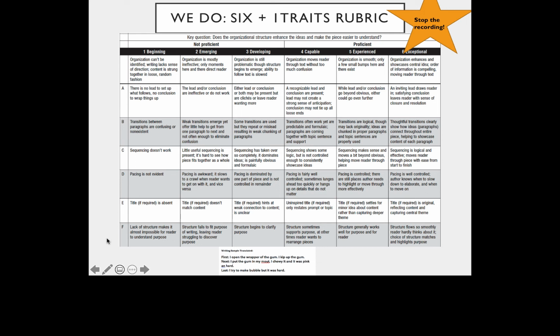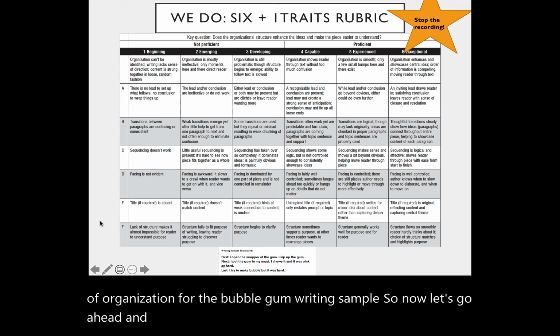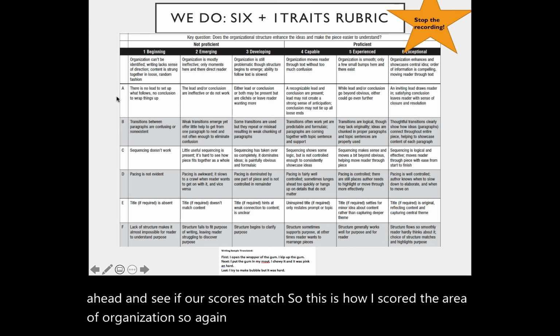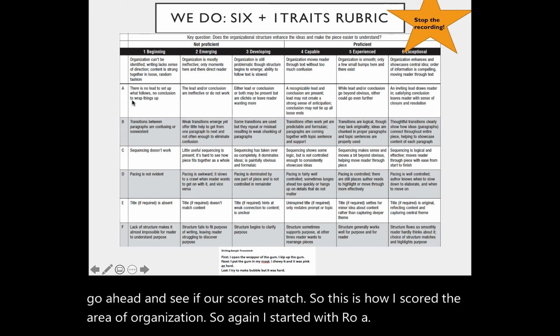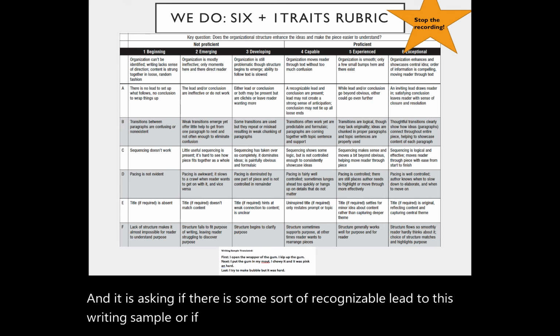Okay, so hopefully you paused the recording and analyzed the area of organization for the bubblegum writing sample. So now let's go ahead and see if our scores match. This is how I scored the area of organization. Again, I started with row A, and it is asking if there is some sort of recognizable lead to this writing sample, or if there's a nice conclusion present.